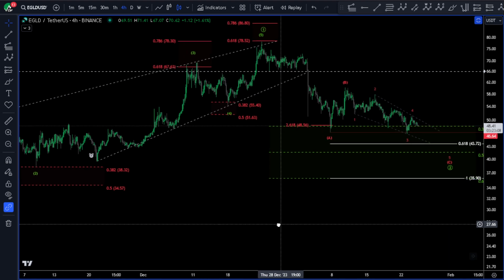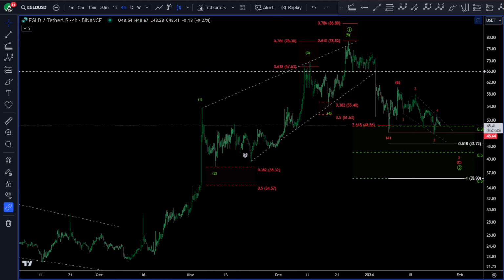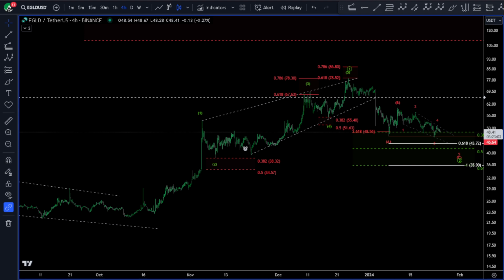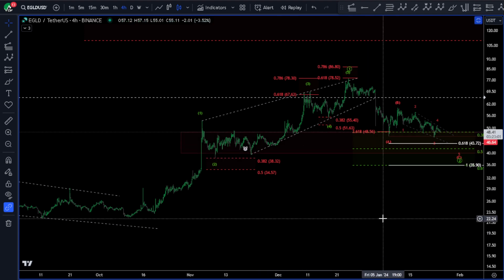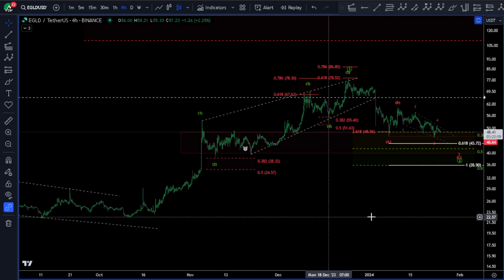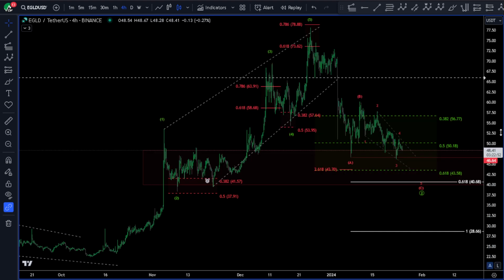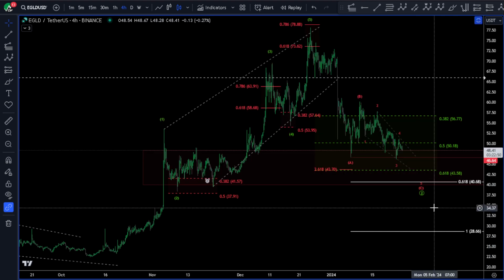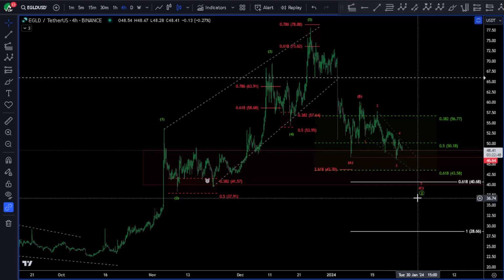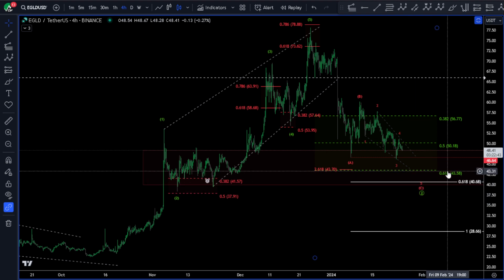So going off our correction, I believe we're almost complete. If you remember my previous videos, this was my buy box holding the wave 2 area. Now on linear, we kind of have to go between two scales just to show you the perfect area, which is at the 618 at 43.58. That is my target. That's the 618 of the move to the upside.